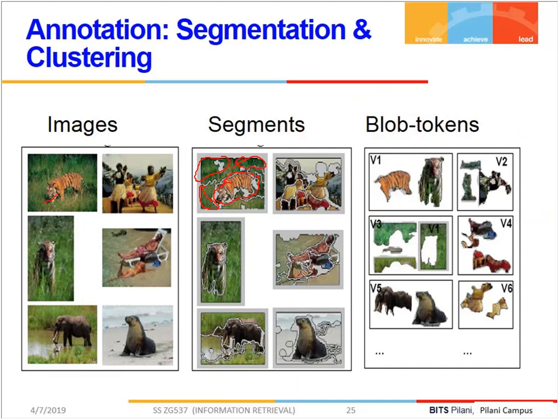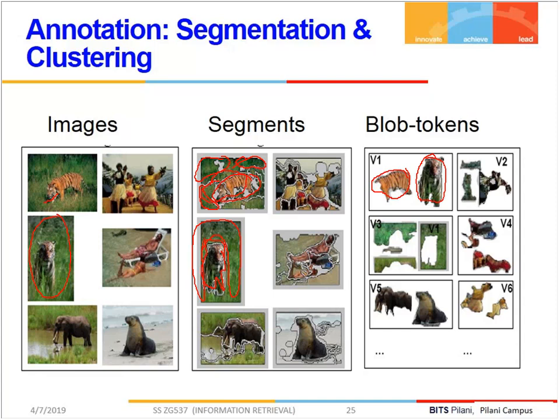If you see the second image, you have segmented this lion as one segment and the remaining as another segment. Like this you do segmentation of the image. All the images you segment, and then whichever segments are similar to each other, you cluster them into one visual term. In the first image it is a lion, and in the second image also it is a lion segment. So you make these two segments, this lion and this lion, belong to one visual term. That is how you create a visual term. A visual term could be a clustering of similar segments.